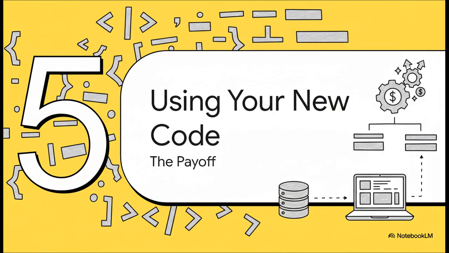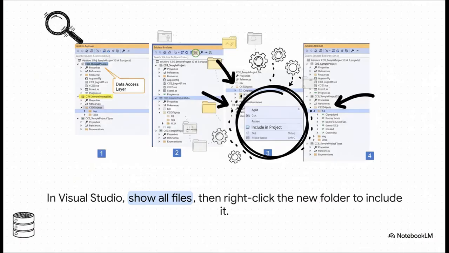This, my friends, is the payoff. So pop back over to Visual Studio. In the Solution Explorer, you'll need to click the Show All Files icon. You'll see the new folders and files that CCG just made, kind of grayed out. All you have to do is right-click on that main folder and select Include in Project.